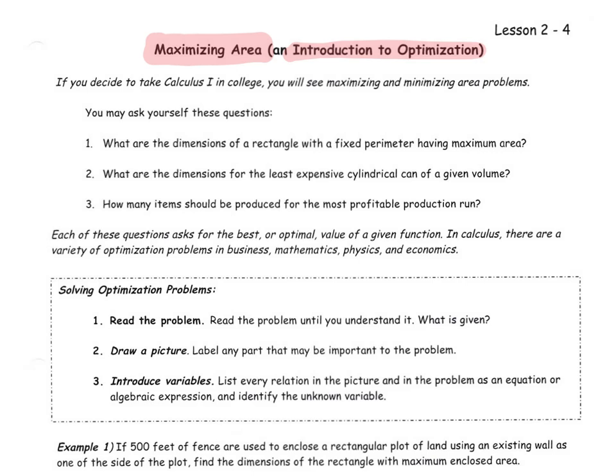So this is something I just kind of wanted to bring to your attention. If you ever did decide to take calculus in college, you will see maximizing and minimizing problems like this. So you might ask yourself, what are the dimensions of a rectangle with a fixed perimeter, and then gaining a max area for that rectangle? What are the dimensions of a cylinder given that volume? Okay, so these are just some questions you could be asking yourselves. I know. We ask ourselves different questions in the day, I guess.